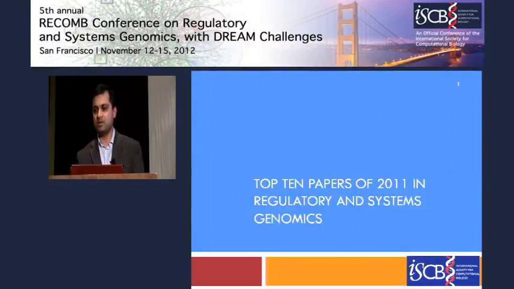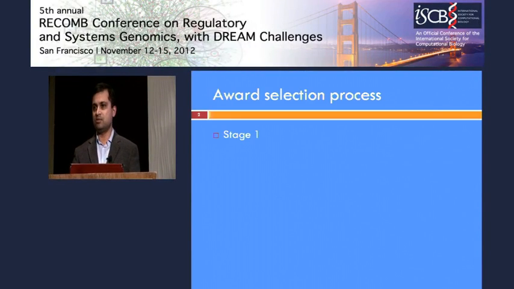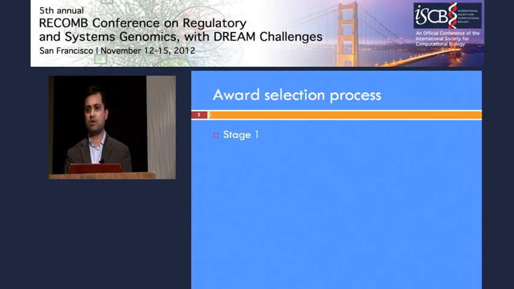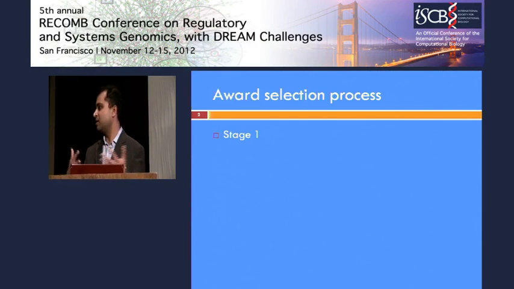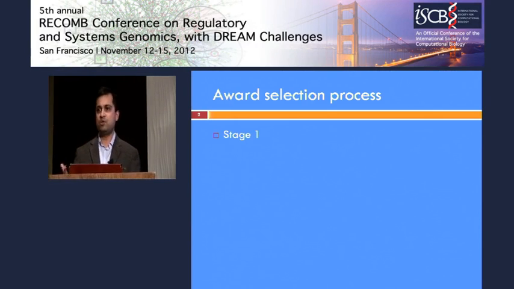Briefly describe the procedure that we adopted for the selection process. This is a procedure that we as a committee decided upon together after some brainstorming sessions. There were basically two stages.